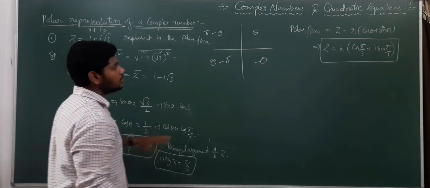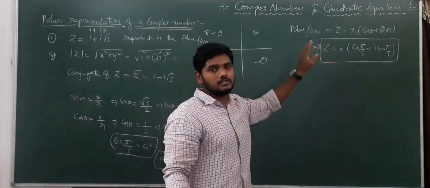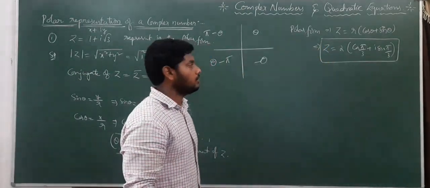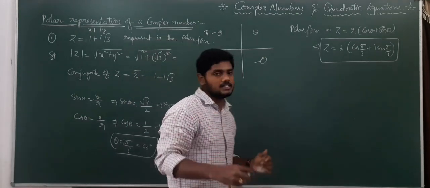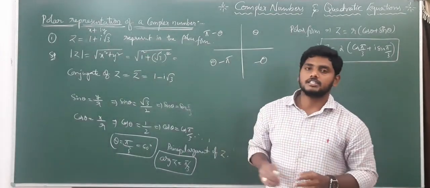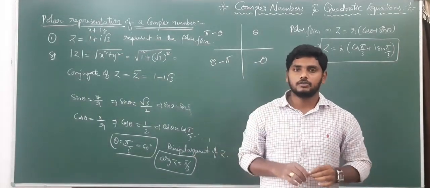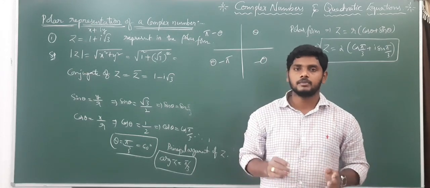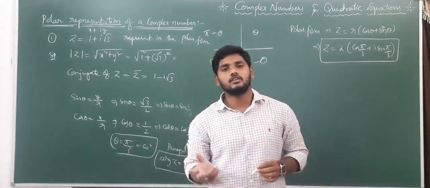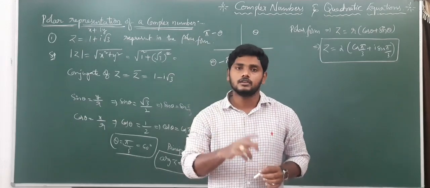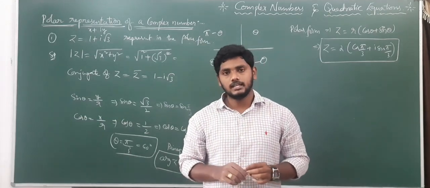Both that modulus and argument, if you substitute in that polar form, so that is our required final polar form. So this is about the example. Next I will do another question, then you will get very good clarity about the polar representation or polar form. Then you can easily get 1 mark, or 2 marks, and with respect to that you will get 3 marks also.